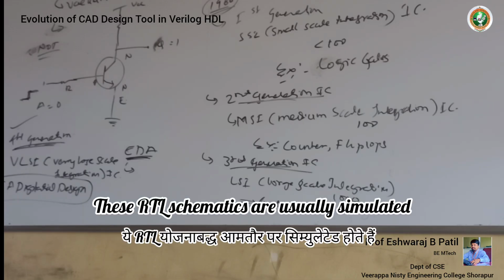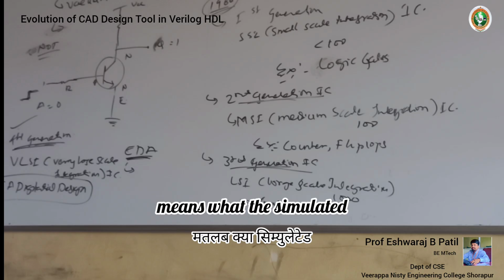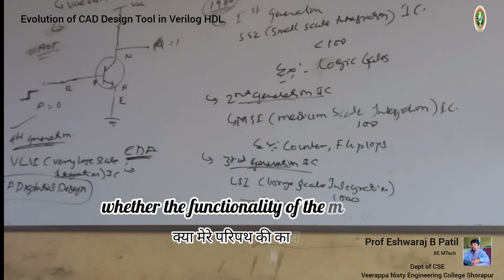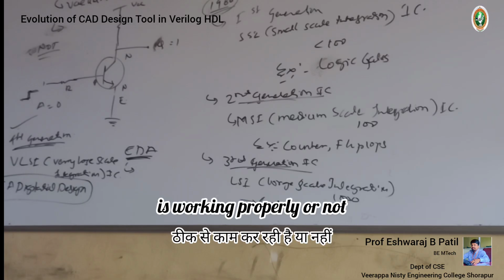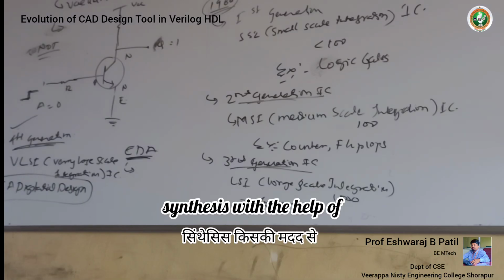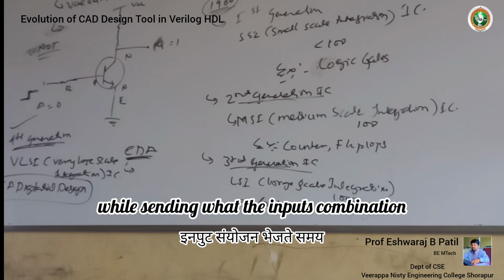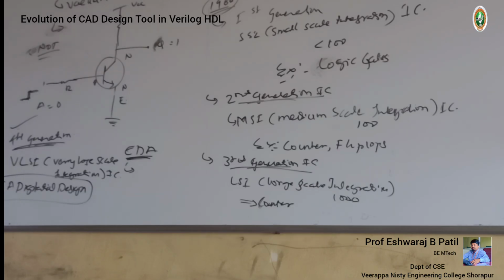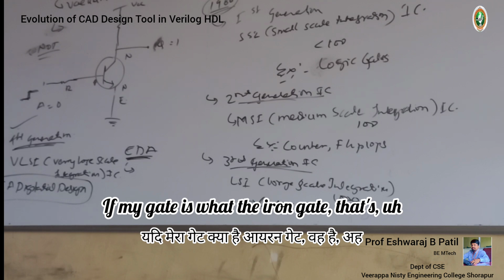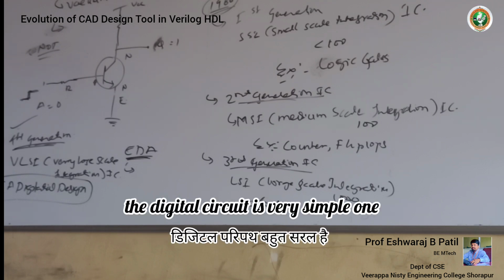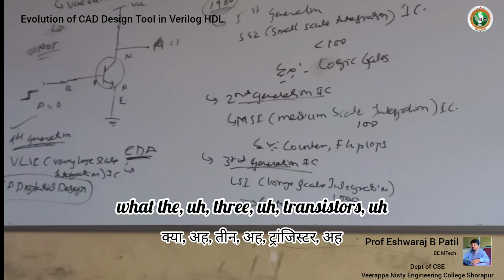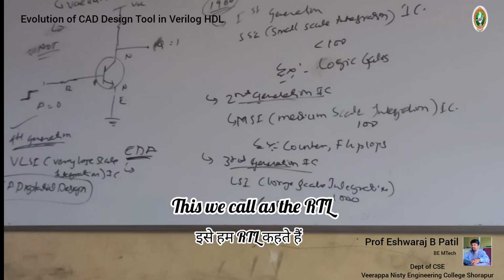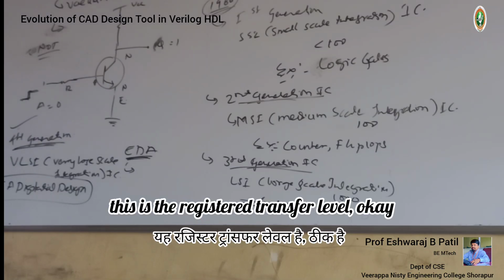These RTL schematics are usually simulated, meaning tested, to check whether the functionality of my circuit is working properly or not. This is done by sending input combinations like 0001, 1011. If my gate is an AND gate, a very simple digital circuit, the AND gate can be implemented with 3 transistors and 4 resistors. This we call the RTL, the resistor transfer level.